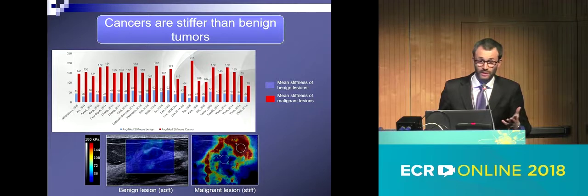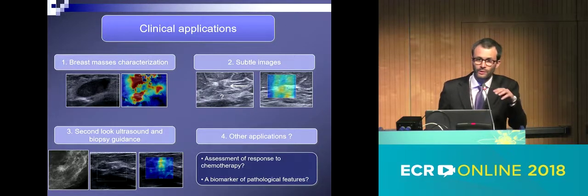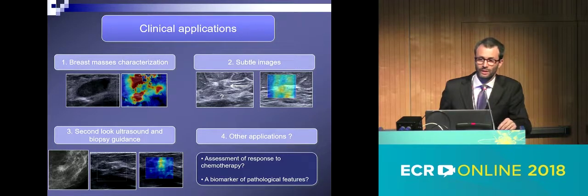But the question is, so there is a difference between malignant and benign lesions, but what can we do in real clinical practice? I will present you three situations where I think shear-wave elastography really makes a difference. First, you will see that it can help characterize breast masses. I think that when you're doing breast ultrasound, we are faced with very subtle images, and you will see that shear-wave elastography can help us in these situations. And we will also see that shear-wave elastography can help in second-look ultrasound after MRI or other imaging modalities. I will also mention other indications that are, to date and in my opinion, more in the field of research.